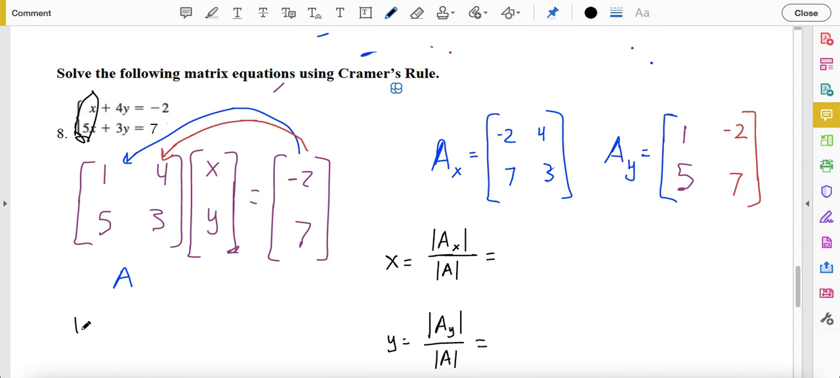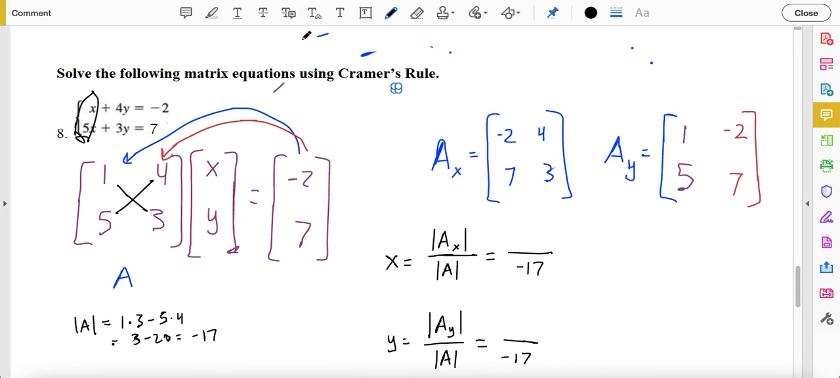So the determinant of A, we multiply 1 and 3, and we subtract the product of 5 and 4. So we do 1 times 3 minus 5 times 4, which is 3 minus 20, so -17. So the determinant of A is -17. So that's going to be -17 in both of these equations.